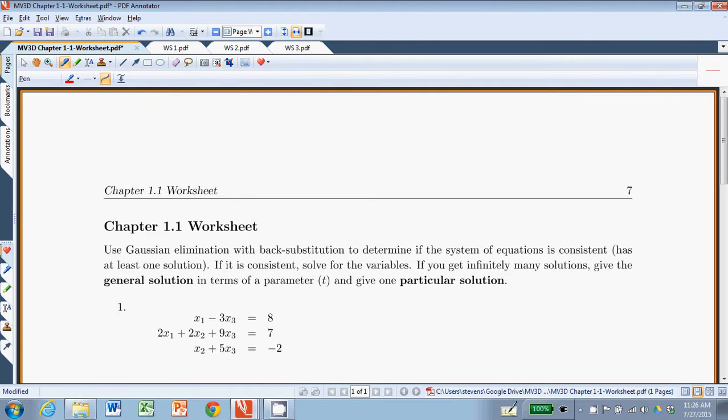There are 3 problems. Each one consists of a system of equations where there are 3 equations and 3 unknowns. We're going to determine if there is a unique solution, and if there is, what is it? If there are infinitely many solutions, we're going to determine what the general solution is and one example of a particular solution. And if there are no solutions, we will determine that as well. Okay, so let's get started.